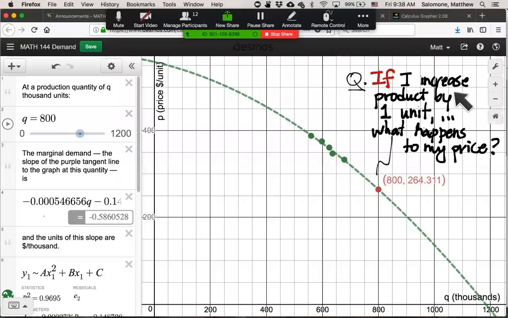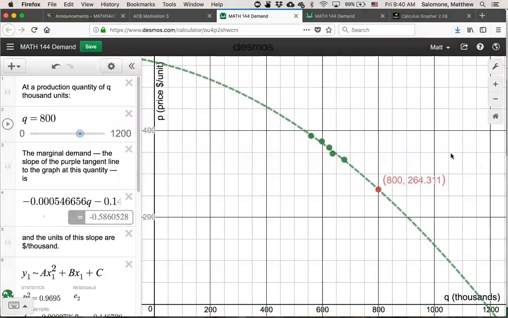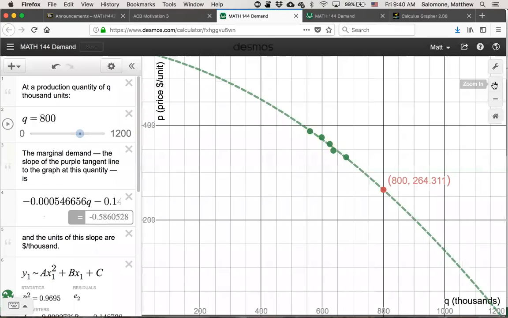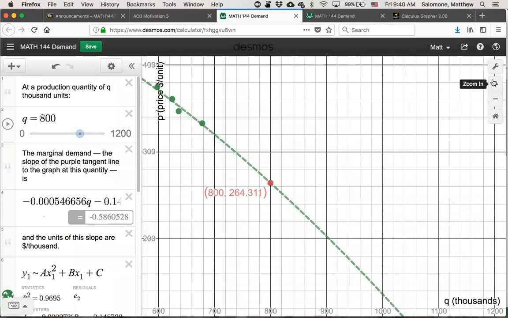If I increase the quantity that I'm selling by just 1 more, so if I'm making 800,000, I want to sell 800,001, the question is, what am I going to have to do to my price? We know we're going to have to decrease it, but decrease it by how much? One way to think about how to answer that question would be to just zoom in on this graph. After all, if I'm increasing my quantity by just 1 unit, Q is measured in thousands here, so really I'd be asking about a production not of 801, but of 800.001. One way to do that would just be to zoom in on that point as much as possible.